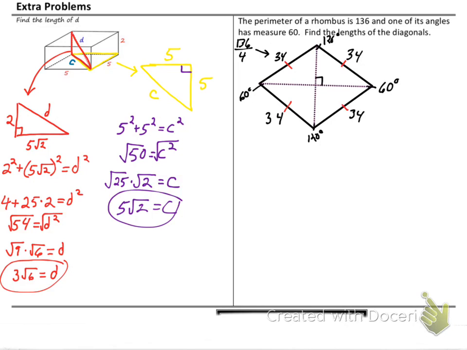What do diagonals of a rhombus do to the angles? The diagonals of a rhombus, what does it do to this angle? David? It bisects it. So what is the measure here? 30. So we really have 30 degrees here, 30 degrees here, which means this must be 60 degrees. That makes this 60 degrees.